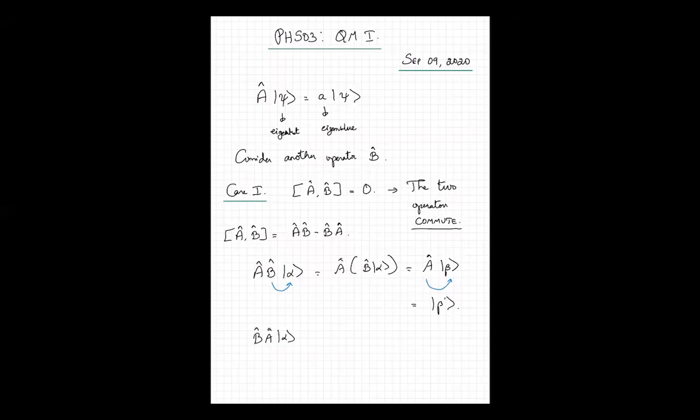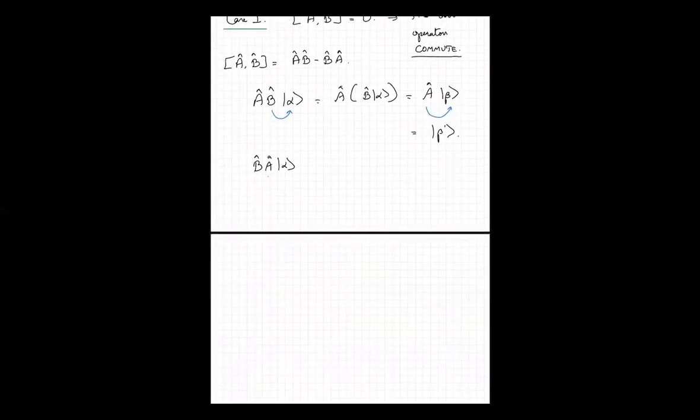Suppose I want to know the action of BA on alpha, then I will first act A on alpha, and then I will get some vector alpha prime. Now I will act B on this alpha prime, and then I will get some other vector gamma, right? So the result of the first operation gives me a vector, some beta prime, and the result of the second operation gives me another vector gamma. And in general, the vector beta prime and the vector gamma are not the same vectors.